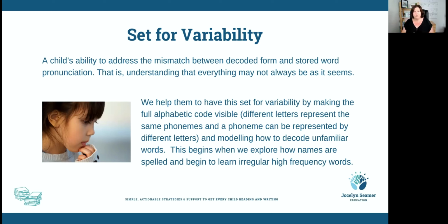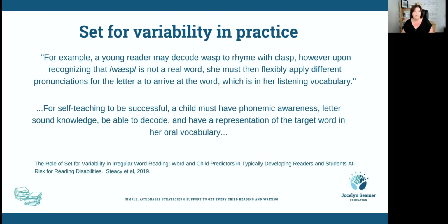And we have to model how to decode unfamiliar words. Now, it's not about them just teaching themselves the code. Some children will be able to get pretty close to that, but most of them need that explicit teaching. And it begins when we explore how names are spelled. You know, names often don't follow those common orthographic patterns. And when we begin to teach irregular high-frequency words, children will vary. As soon as you teach the word is, they're learning that the letter S can represent S, but it can also represent Z. So we want to make that explicit for them as well.